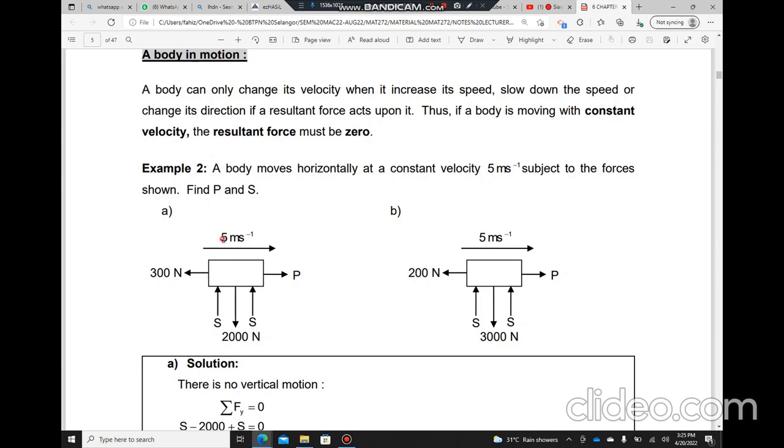Okay, kita tengok kat sini. Okay, cuba tengok example ni. Dia ada velocity which is 5 ms negative 1. Okay, a body moves horizontally at a constant velocity 5 ms negative 1 subject to the forces shown. Find P and S. Okay, so how we solve this one?